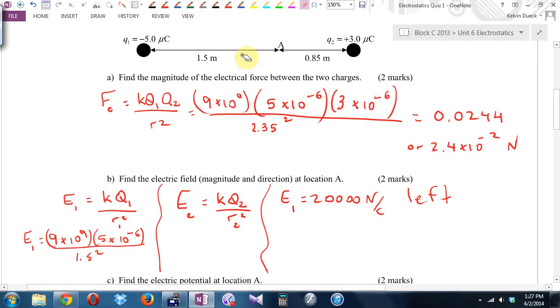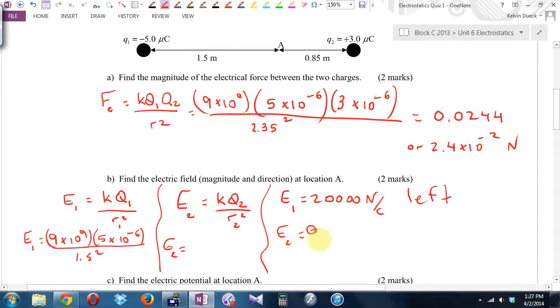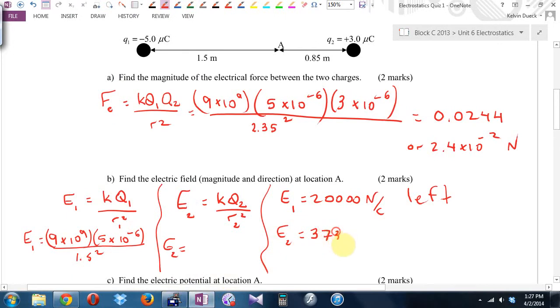Repeat for charge 2. Electric field for charge 2. I'm not going to show my numbers here because I'm running out of room. It's going to be 9 times 10 to the 9th. Instead of 5 microcoulombs, it's 3 microcoulombs. And instead of 1.5, it's 0.85 squared. I get an electric field of 37,370 newtons per coulomb. Direction, which way would a positive right there want to move if it could because of charge 2? Hey, also to the left.